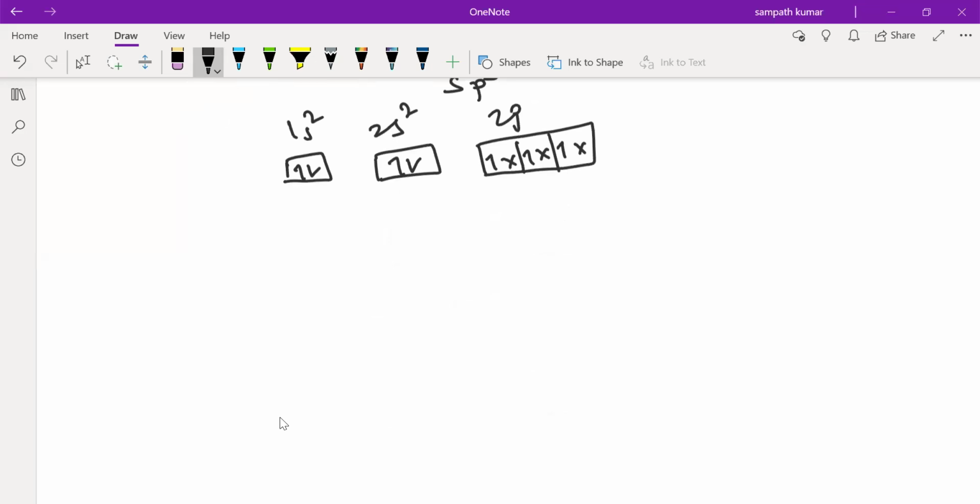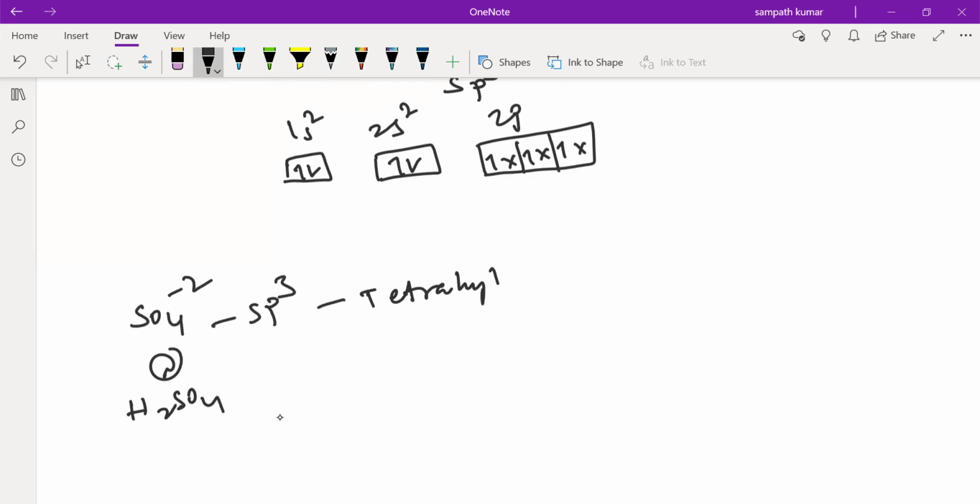Next example is SO4 2-. What does it become? SO4 2- is nothing but sp3 hybridization. Sp3 hybridization, what is the geometry? Tetrahedral, sir. Okay, very good. Tetrahedral.